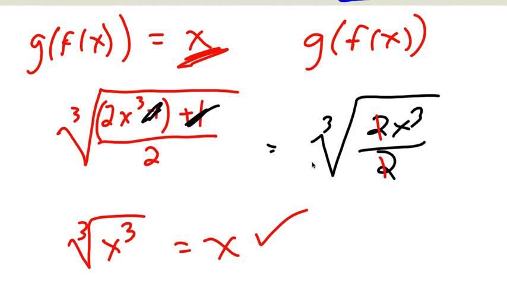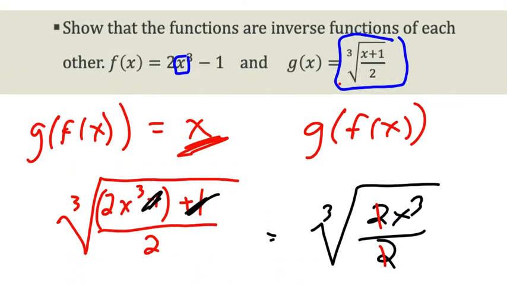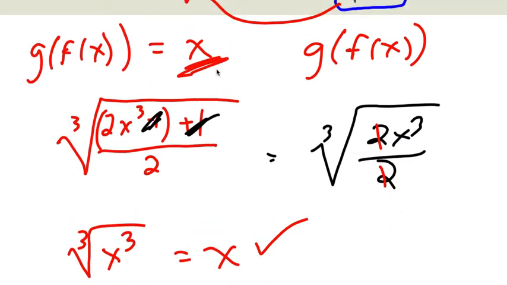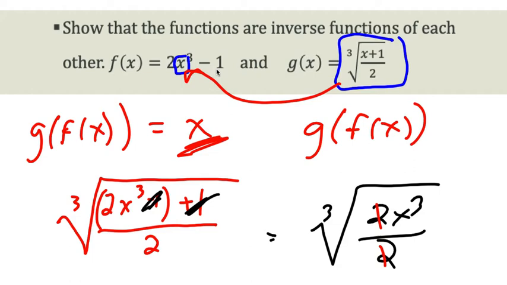that means that they are inverses of each other. And you would get the same thing if you did it the other way and you took this and plugged it in here for x. You would still end up getting x for your answer. Okay, so that's how we verify that two functions are indeed inverses of each other.